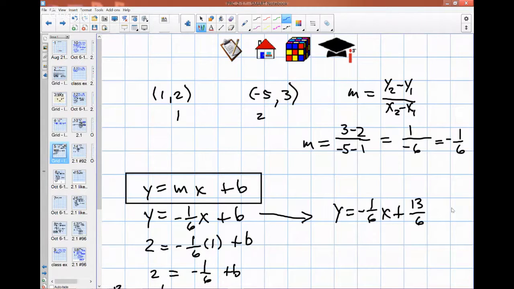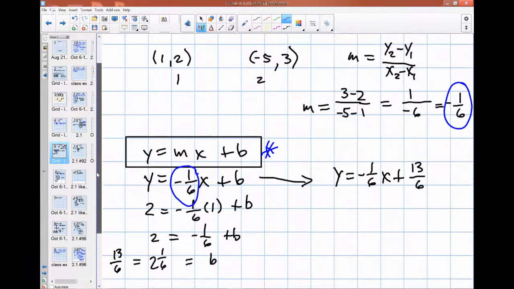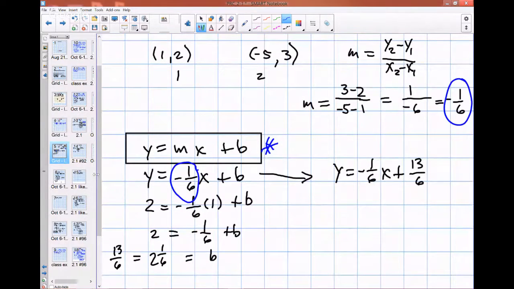Well, now that we've calculated the slope over here, negative 1/6, all lines are going to be in this y equals mx plus b format. So now we literally plug in our m, which we just calculated. We need to find b, the y-intercept. How can I do that? We need to substitute in either one of the 2 points from up above.